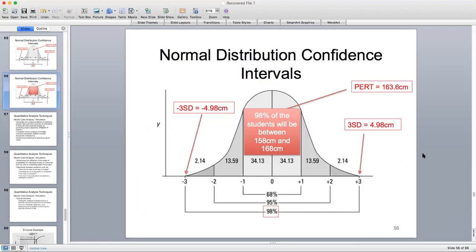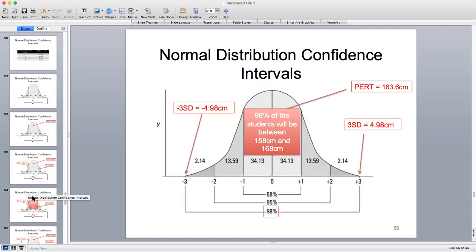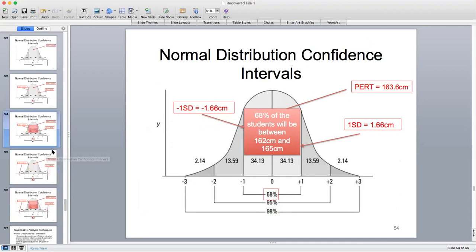So for example, if on our project we were willing to accept a confidence of 68%, then we know what we need to consider is any range between 162 and 165 in this case. 68% of all inputs will be within that range. However, that doesn't take into consideration all of the other possibilities to the left of that red square and to the right of that red square, greater than or less than.